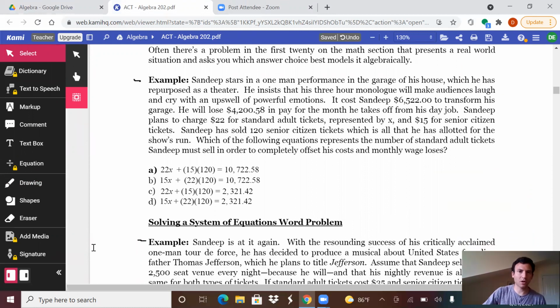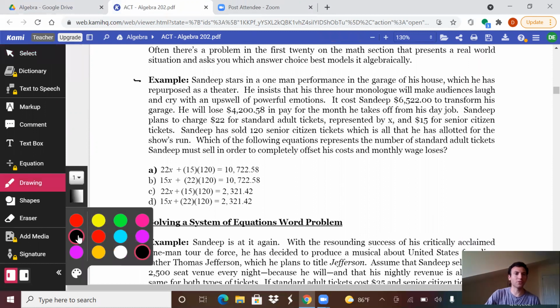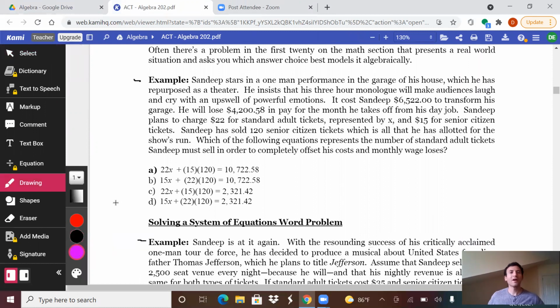So we have Sandeep stars in a one-man, by the way, pardon my sense of humor. If you don't think it's funny, then that's okay. Most people probably don't. But anyway, I tried to write this word problem with a little bit of flair.